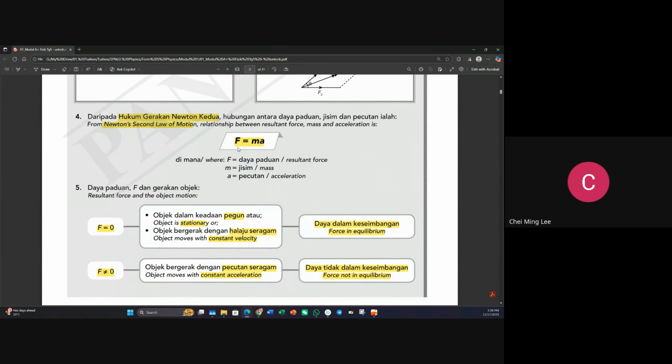When F is not equal to 0, we say the object moves with constant acceleration and the forces are not in equilibrium. Can you understand? Okay, so jot this down. All right.